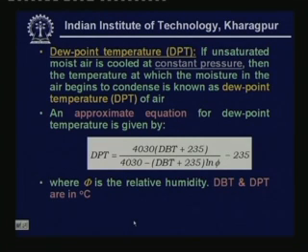An approximate but very useful equation for dew point temperature is given by this: dPT, the dew point temperature, is equal to 4030 into dBT plus 235 divided by 4030 minus dBT plus 235 into natural log of phi, where phi is the relative humidity expressed as a fraction, not as a percentage. Here dBT and dPT are in degrees centigrade. Using this equation you can find out the dew point temperature if you know the dry bulb temperature and relative humidity.